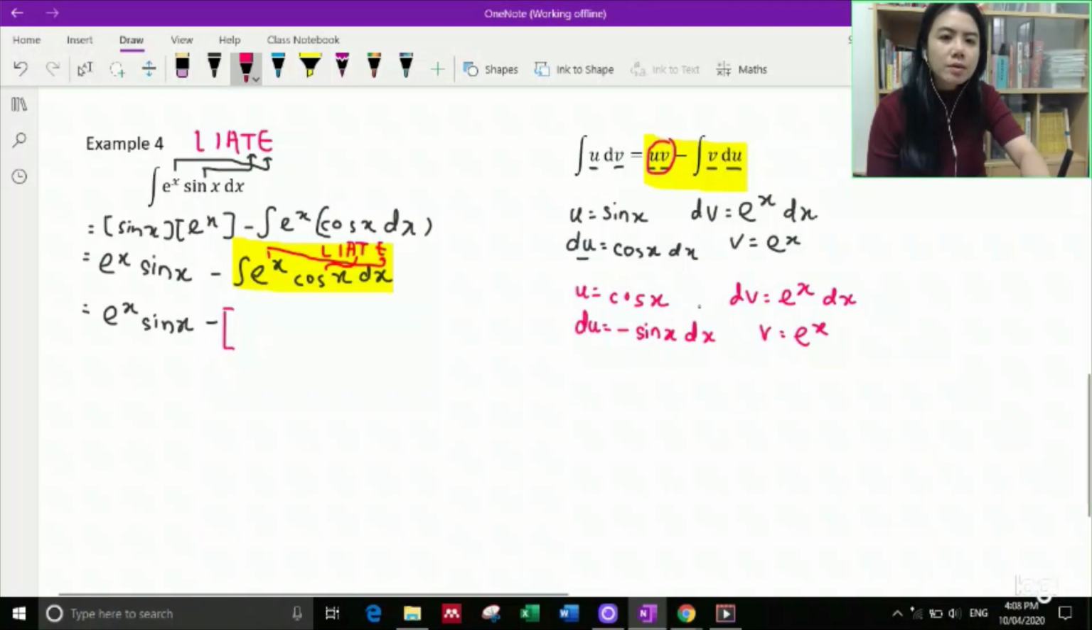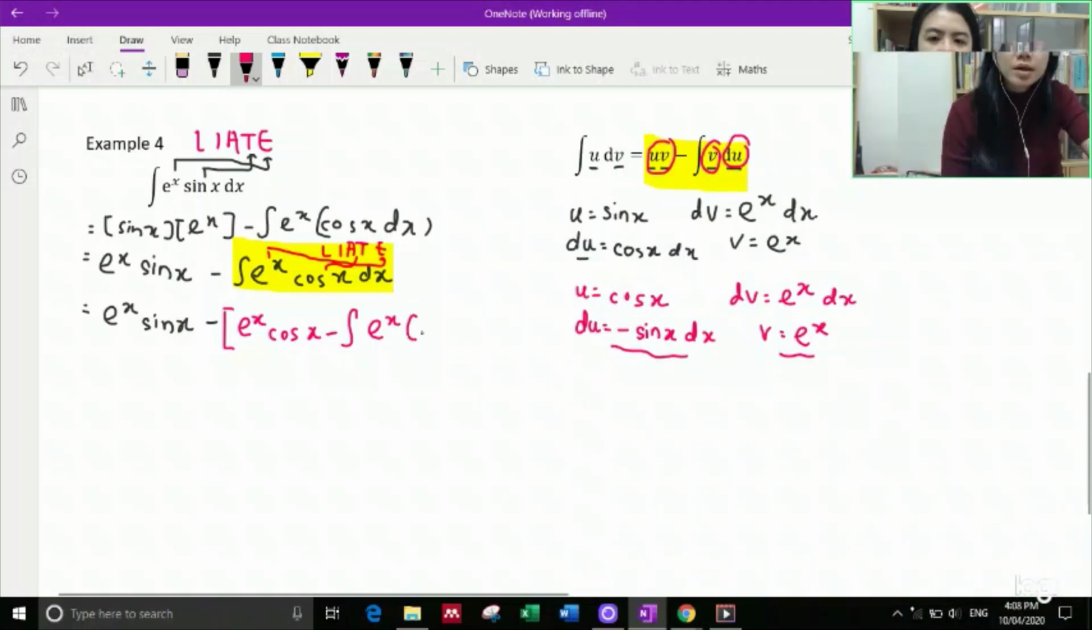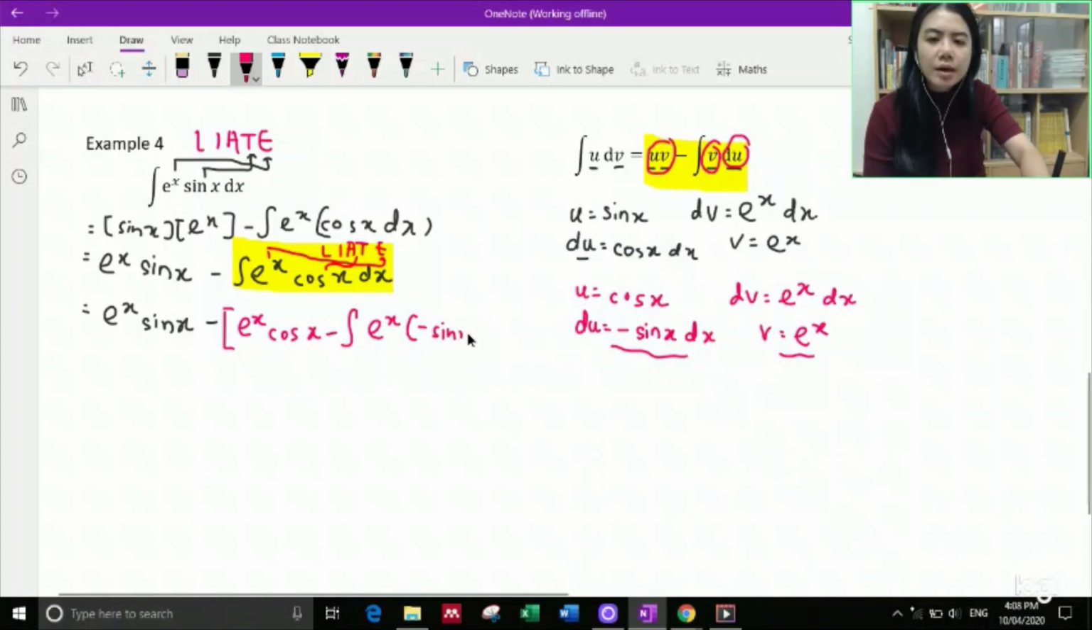So when we multiply, we will have e to the x cos x. Then minus the integration of v du. What is your v? Your v is e to the x. And your du, where's your du? Your du is this one, so we have minus sine x dx. Now close the bracket.